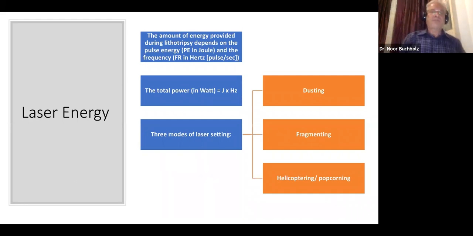Now, let's talk about laser energy. Now, the amount of energy depends on the pulse energy and the frequency. You all know, or those who use the laser, that we play with the joules and the hertz. So the total power or the total energy is measured in watt, and that is joule times hertz. So energy times frequency. And then we have three modes of laser settings. We have the dusting, the fragmenting, and what people call the helicoptering or popcorning.